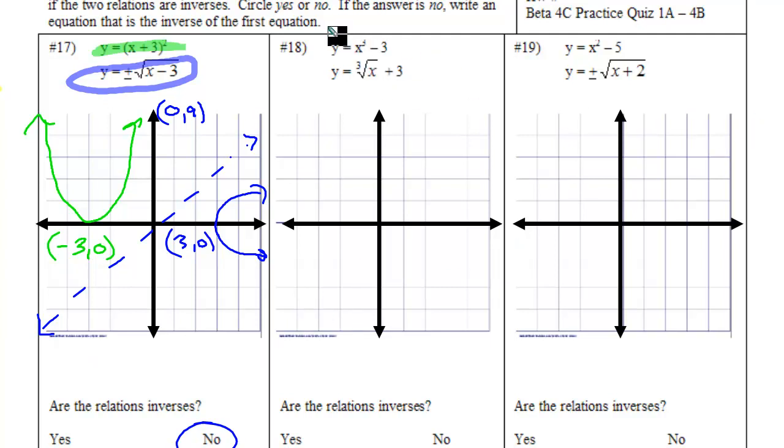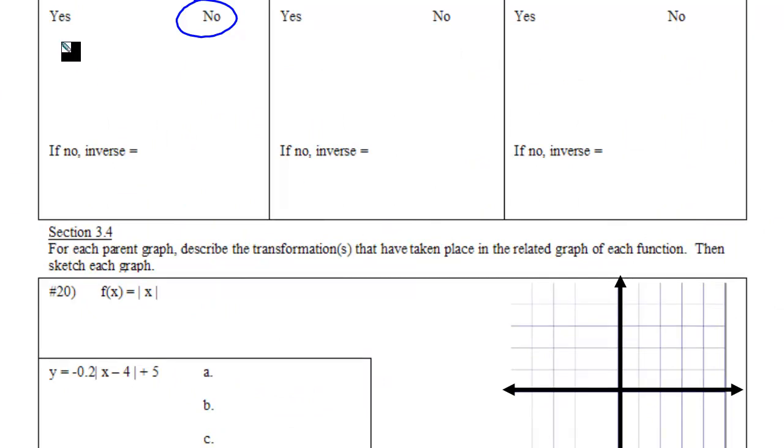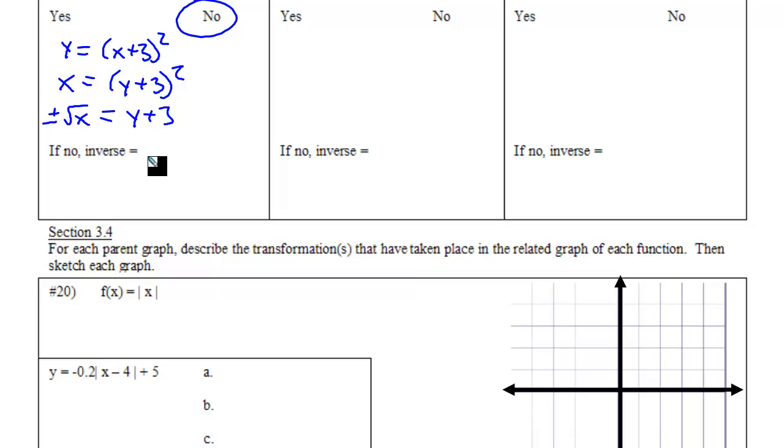So the directions said, if they're not inverses, write the inverse of the first equation. So my first equation is the green one, so I have to find its inverse. It was y equals the sum of x and 3, squared. To find the inverse, interchange x and y. Get y by itself. So my inverse is going to be y equals plus or minus the square root of x minus 3. That's the true inverse.